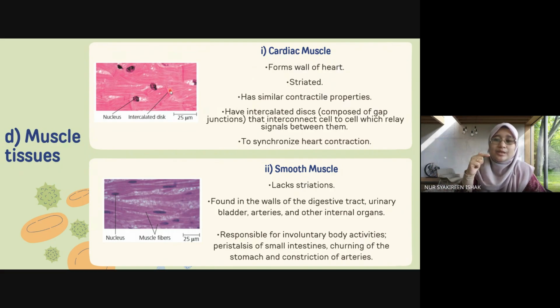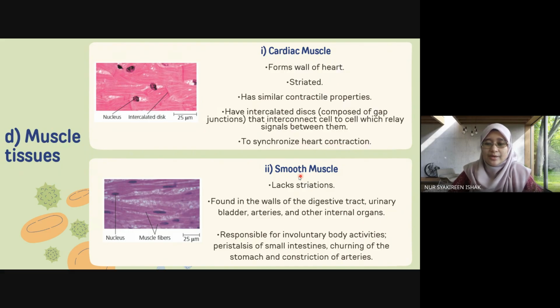So to increase the speed of the electrical impulse through the cardiac muscles, it goes through the gap junctions, which interconnect cell to cell and relay signals between them. Relaying signals means the electrical impulse through the flow of ions through the gap junctions, so as to synchronize heart contractions.